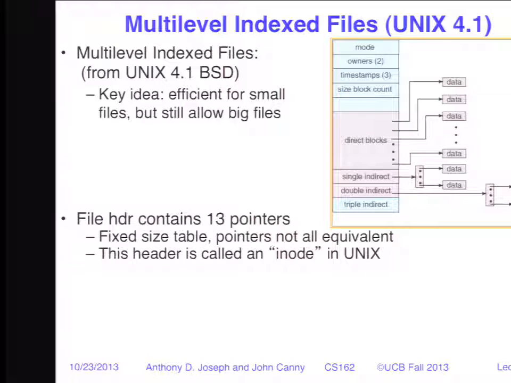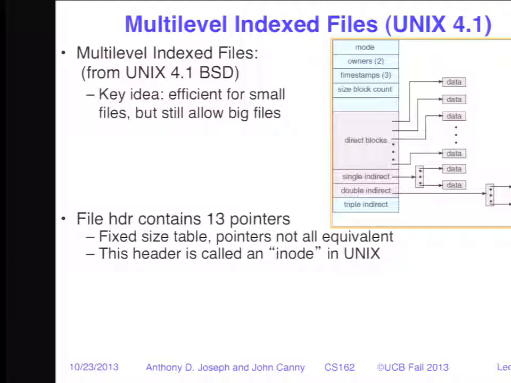So the key idea for 4.1 BSD was to make small files very efficient, but support large files. So here's how it worked. You have a file header. This is the data structure that defines a file. It contains a bunch of information like the mode of the file, so these are the access control bits, and the owner of the file, any timestamps for when the file was last accessed, when it was created, when it was last modified, the size of the file, and then some other metadata, and then a bunch of pointers.